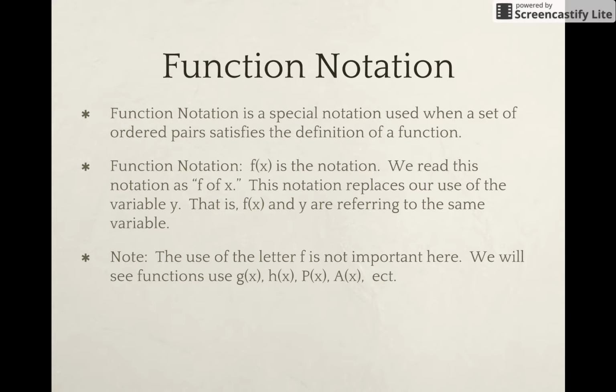So function notation is f of x. F of x, that is the notation. We read that just as I said it, f of x. This really means the y value for a given value of x. So when we see f of x, we could replace it with just a y value. F of x and y, they are referring to the same variable.